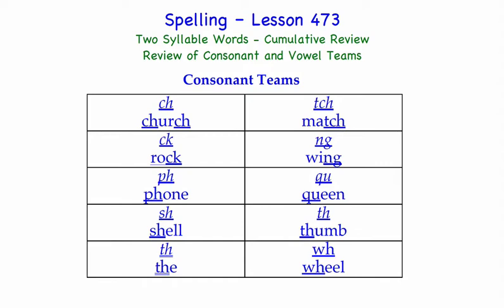TH can represent one of two sounds. The first sound, or the primary sound for TH, is th, as in thumb. That's called the voiceless sound. The second sound for TH, which is also called the voiced sound, where your vocal cords vibrate when you make the sound, is th, as in the. When TH represents its first sound, underline it once. When it represents its second sound, double underline TH. Finally, WH represents the sound W, as in wheel.